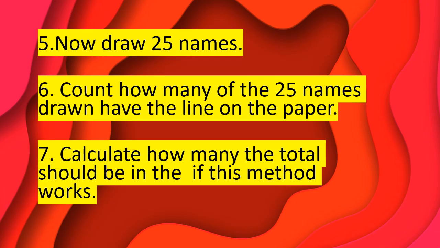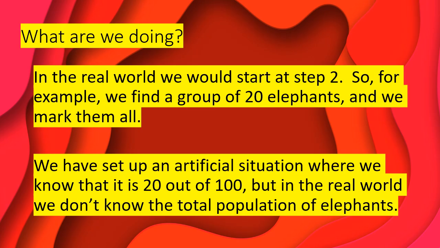Okay, I'm going to move right on. Obviously, you're going to have to take time out to do this. What are we doing? In the real world, we would start at step 2. So, for example, we find a group of 20 elephants, and we mark them all. We have set up an artificial situation where we know that it is 20 out of 100. But in the real world, we don't know the total population of elephants. We don't know the 100 figure.